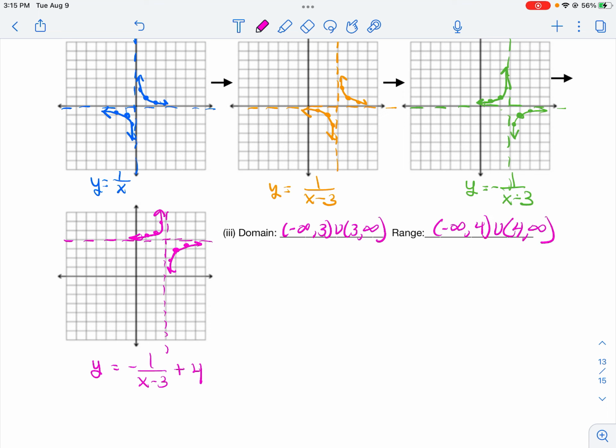All right, so that is how you do transformations. We have now learned all of the different transformations. I'm going to practice these and start putting them together in class. So make sure you study over this.